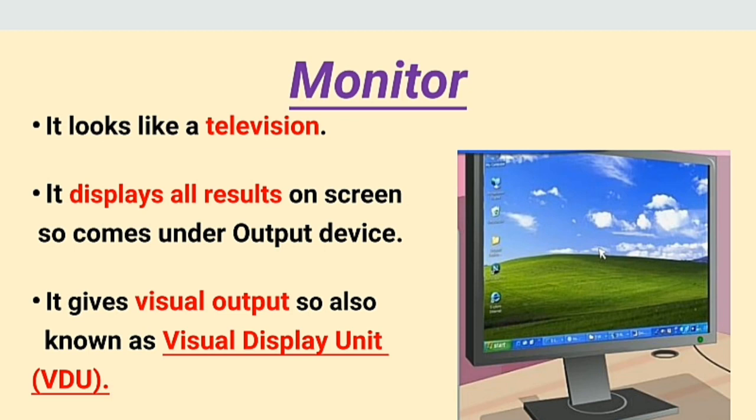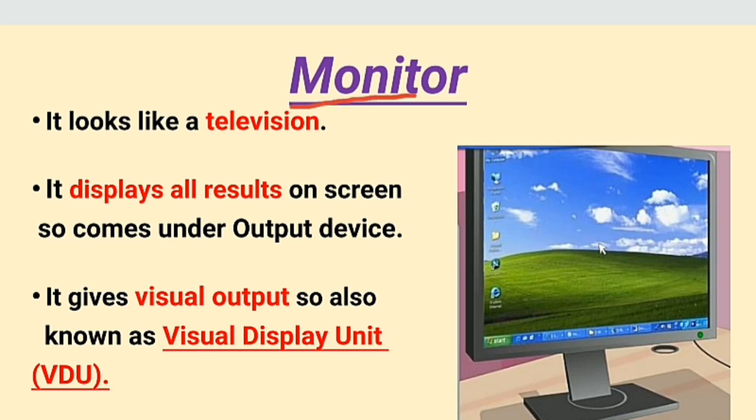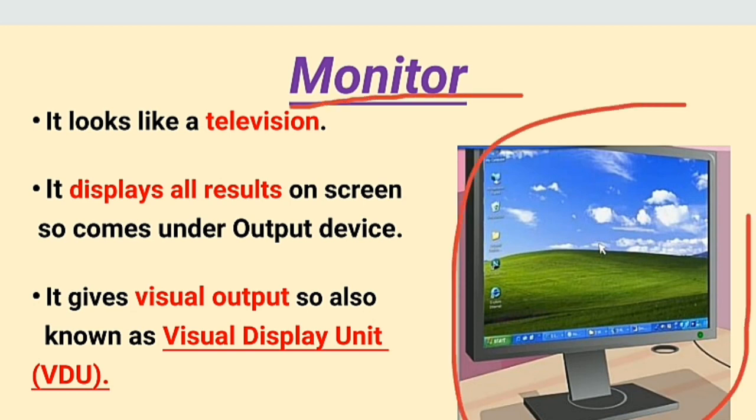Now the first output device that we are going to learn is the monitor. This is the monitor and this is the screen of the monitor. A monitor looks like a television, or we can say like a TV screen. It displays all results on the screen.